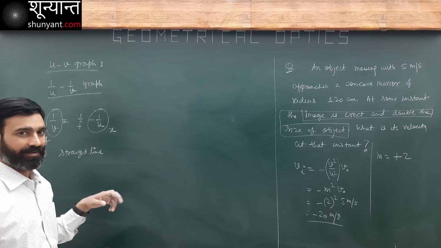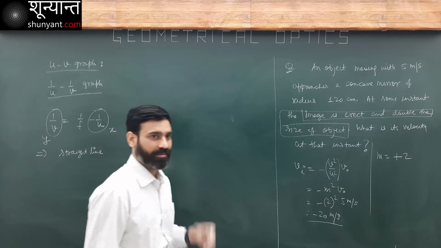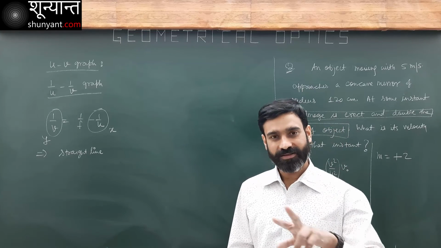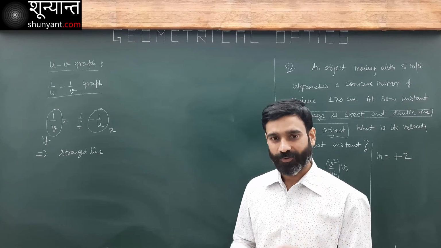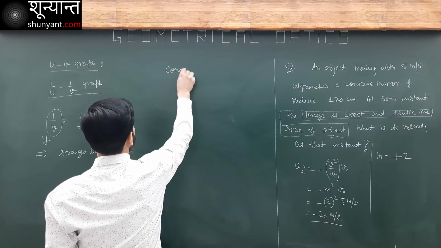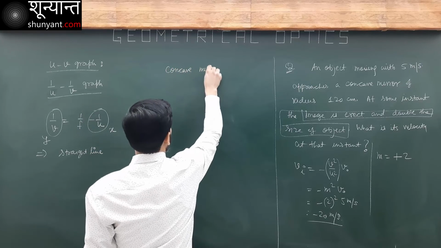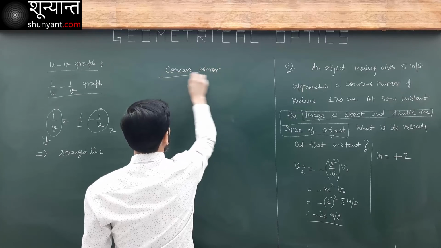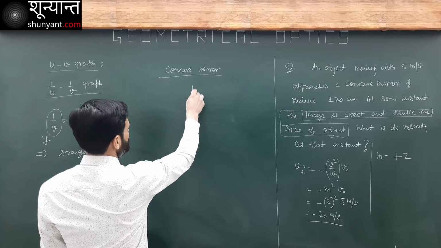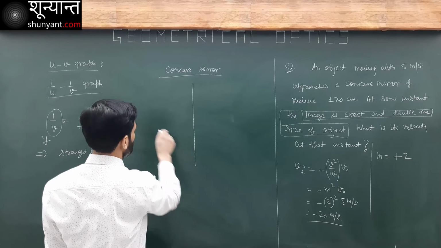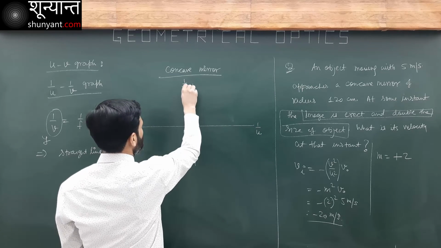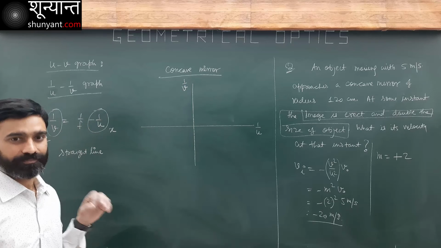Now, if it is a straight line, I need just 2 points to draw it. If I know 2 points on the straight line, I know the whole straight line. Let's do it for a concave mirror. This is my axis, 1 over u and 1 over v.